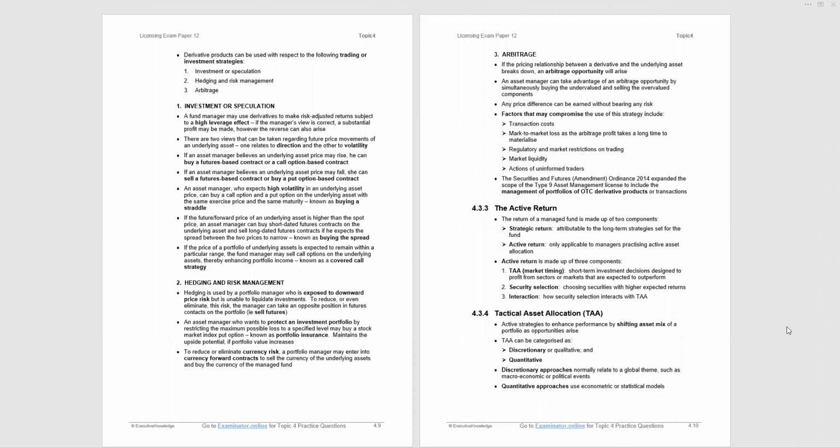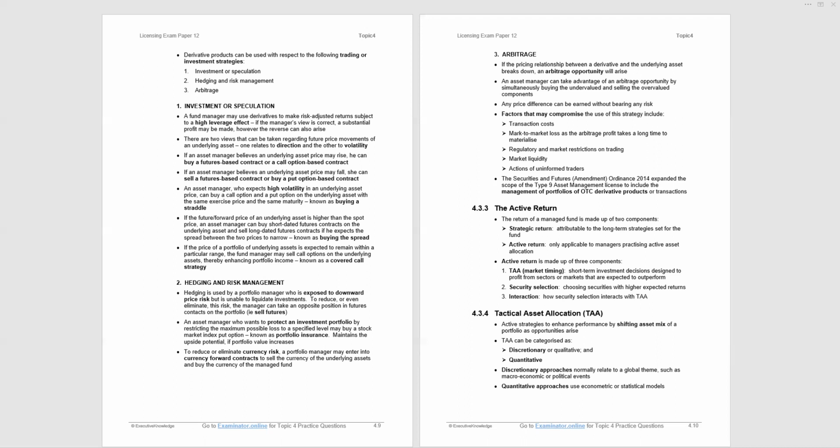So what are the points we've got to consider when looking at investment or speculation when using derivatives? Well, a fund manager may use derivatives to make risk-adjusted returns subject to a high leverage effect. That is, that you can, for the amount of investment, make a relatively high return, but conversely, a relatively high loss. Two views that can be taken regarding future price movements of an underlying asset. One relates to the direction, up or down, and the other to the volatility of price movements.